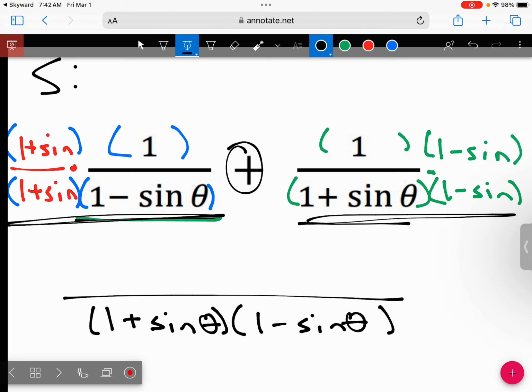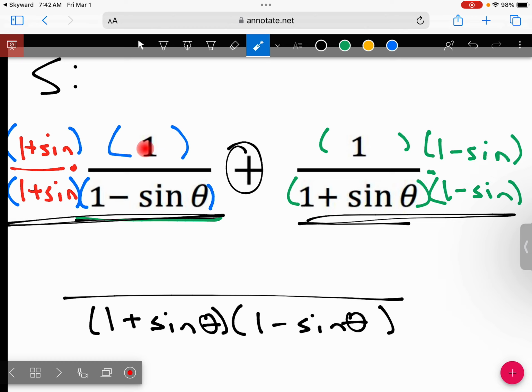So keep it as 1 plus sine times 1 minus sine. I wouldn't worry about multiplying out that denominator right away. In this numerator, let's see what's going to happen. This numerator is going to be 1 plus sine times 1 plus 1 times 1 minus sine.